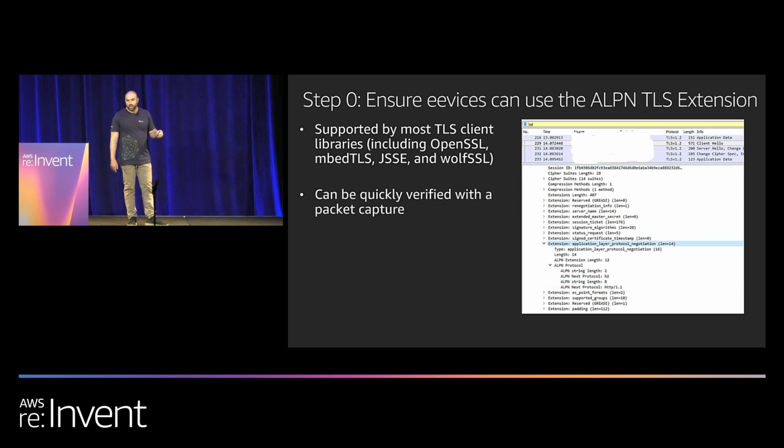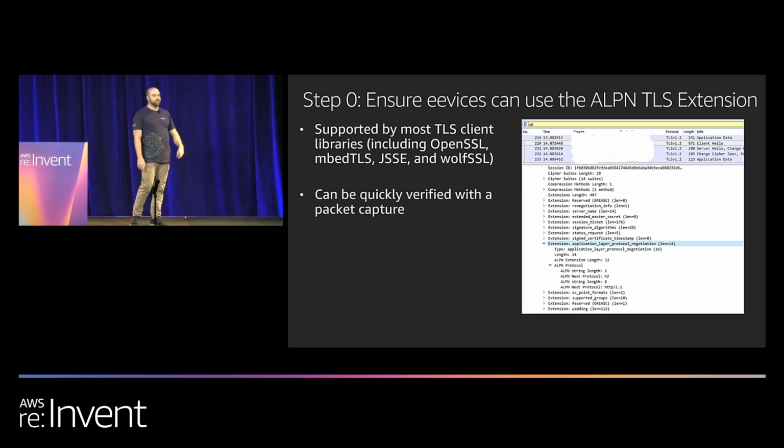Same thing goes for ALPN. You can also check this with a quick packet capture the same exact way. Here you'll just be looking for the application layer protocol negotiation extension. And in this case, it looks like the protocol value that it sent was HTTP 1.1.